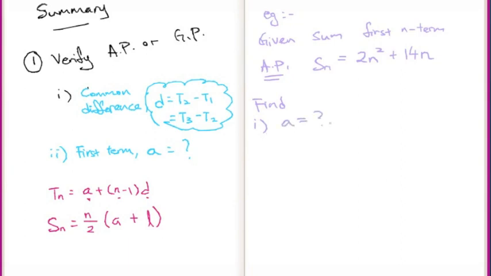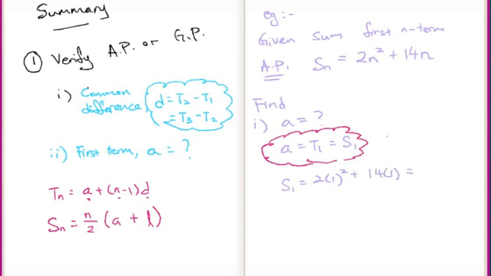Now, the first term is easy because you say, oh, this is a sum. But the first term is the first number. A equals T1 equals S1, the first number. Ta-da! This is important. So S1 is 2 times 1 squared plus 14 times 1, the answer is 16, easily solved. First term is T1, which is S1.